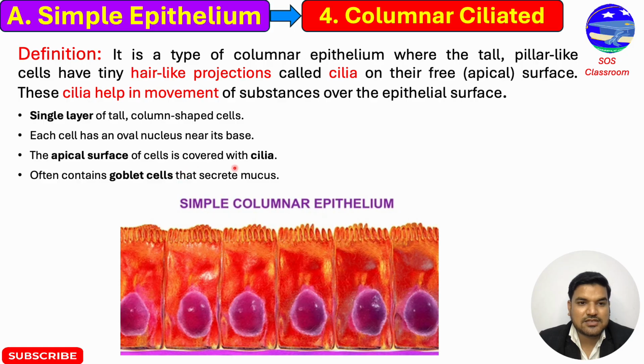The apical surface of the cells is covered with cilia. The apical surface means the top surface of the columnar tissue. You can see these are the cilia, and they often contain goblet cells that secrete mucus. Columnar cells also contain specialized cells called goblet cells. Goblet cells secrete mucus, and mucus helps protect against wear and tear of the inner lining of the intestines or trachea.